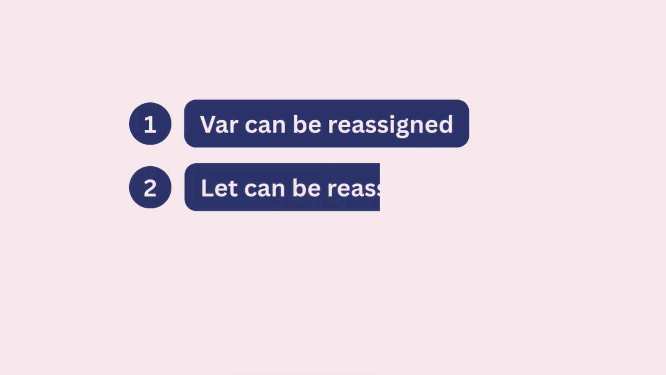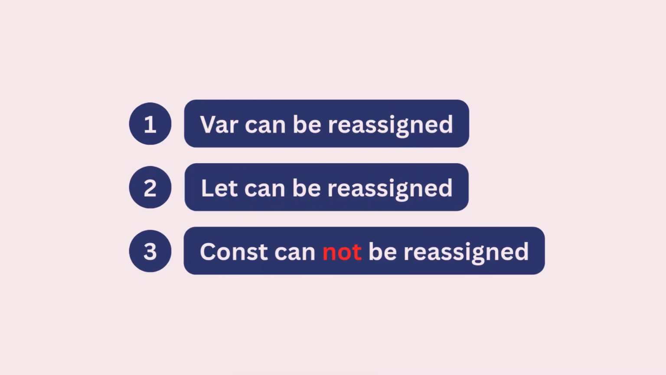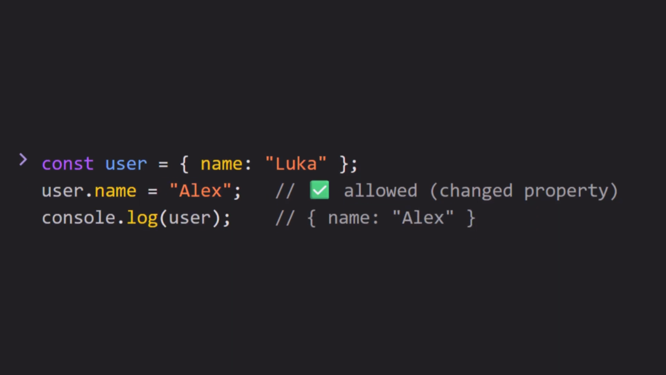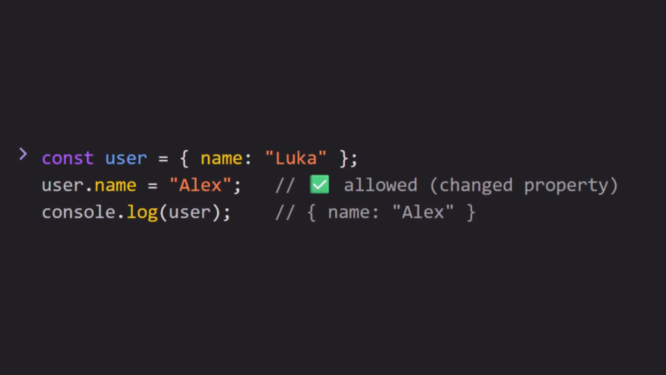Let can also be reassigned, but const cannot be reassigned. The value must remain constant. For example, here, the variable color was assigned red. If you try to reassign it to blue, JavaScript throws an error because const bindings cannot be reassigned. However, if the const holds an object or array, its properties or elements can be modified.